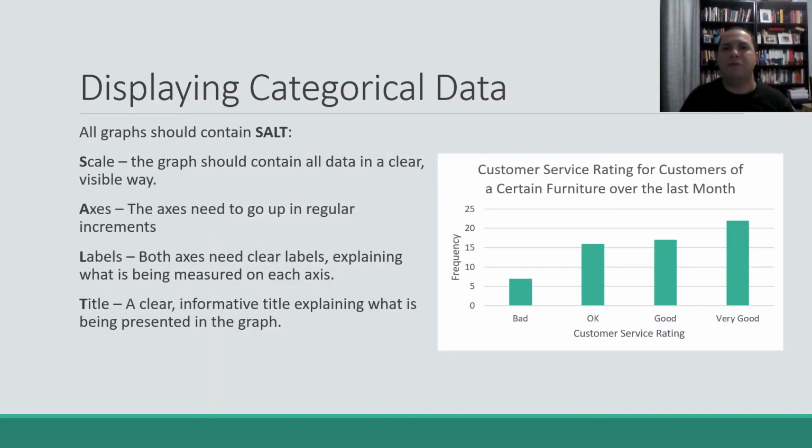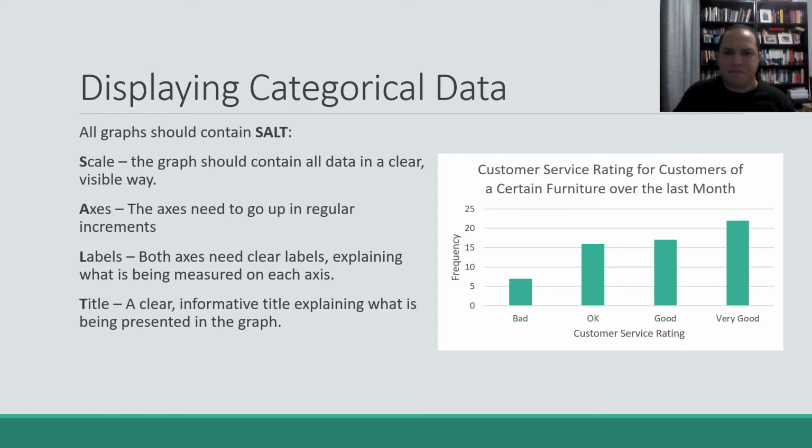Now, when it comes to drawing a graph, all graphs need to contain SALT. Don't mean like salt and pepper. SALT is an acronym for the key components of a graph. So all graphs need to have an appropriate scale. Now what that means is all the data needs to be visible on our graph for our display.